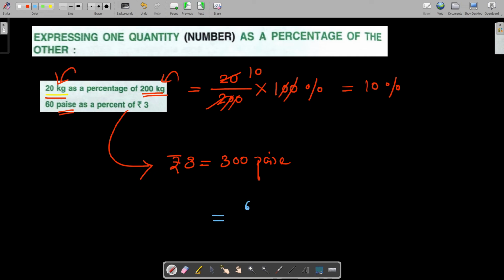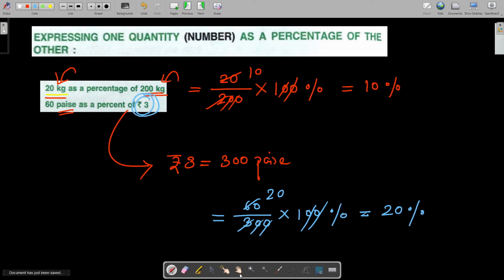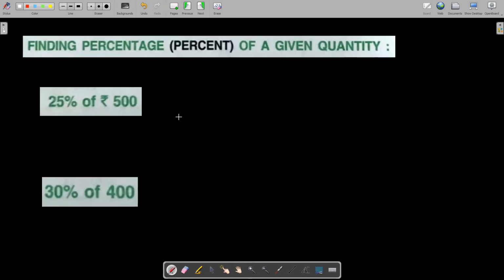So we will write 60 divided by 300, and to convert anything into a percentage we'll have to multiply by 100 percent. Let's simplify. The zero gets cancelled. 3 twos are 20. So 60 paise is what? 20 percent of 3 rupees. I'm sure it's very easy to understand.